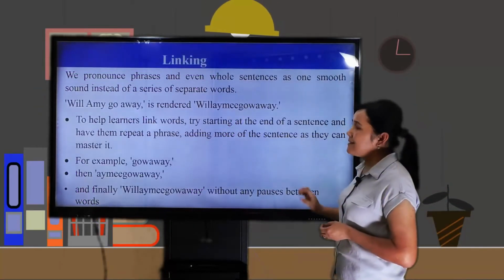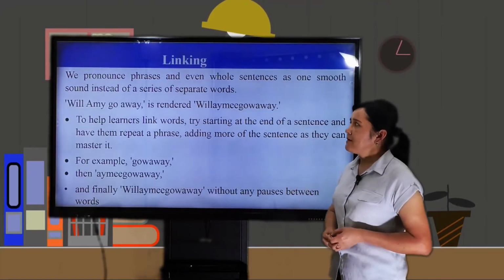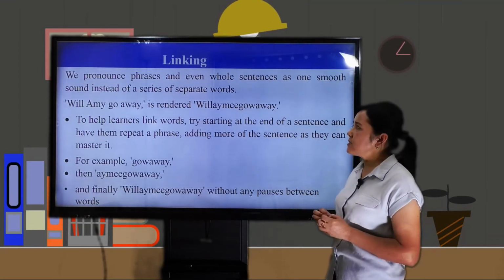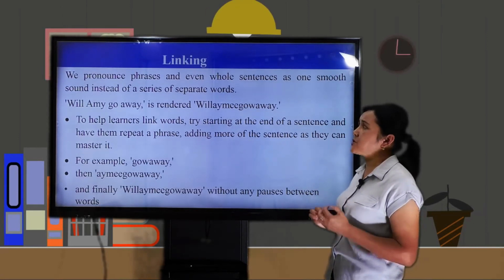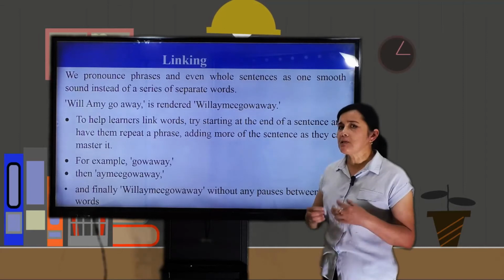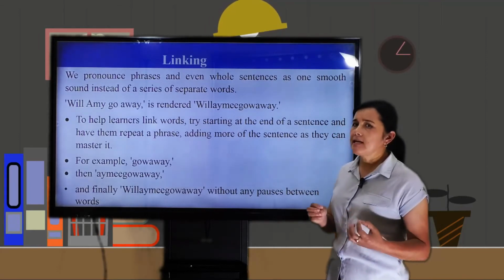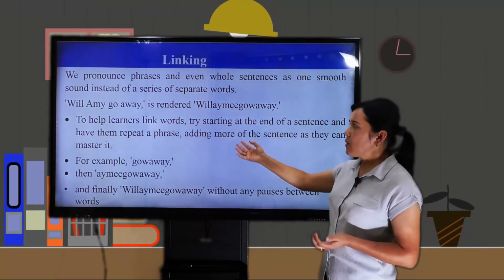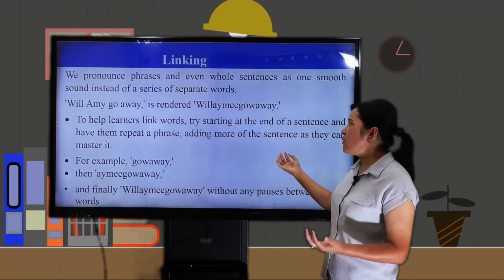And linking. We pronounce phrases and even whole sentences as one smooth sound instead of a series of separate words. Why do English native speakers speak so fast? Because they link all the words together. And "Will Amy go away?" is rendered as "willamygoaway?"